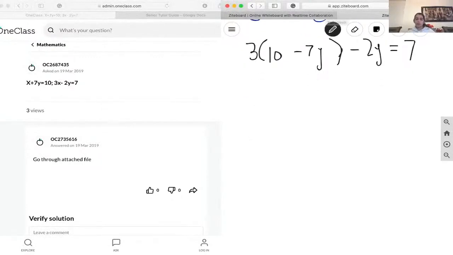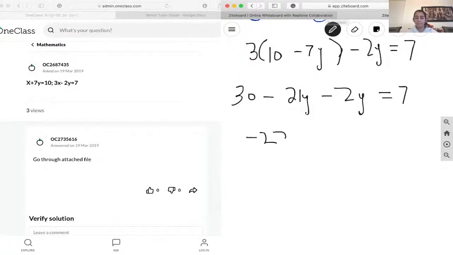So then we can multiply the 3 in. So 30 minus, 7 3s are 21, 21y minus 2y is equal to 7. Our basic goal is just to get one variable that we can isolate for at the very end. So we're going to take the 30 onto the other side, and add the two y's, so negative 23y is equal to, when we subtract 30 from each side of the equation, this is going to cancel out, and it's going to be 7 minus 30, which equals negative 23.